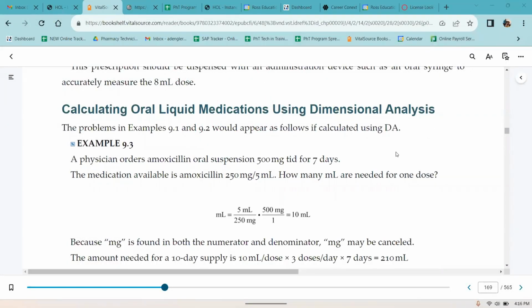Examples 9.3 and 9.4 are the same exact problem that we did in 9.1 and 9.2. That is using dimensional analysis, which of course we do not do. If you want to do it or if that's how you learn, go right ahead. You can look through these problems if you need to, but we teach you the ratio and proportion way, not dimensional analysis.